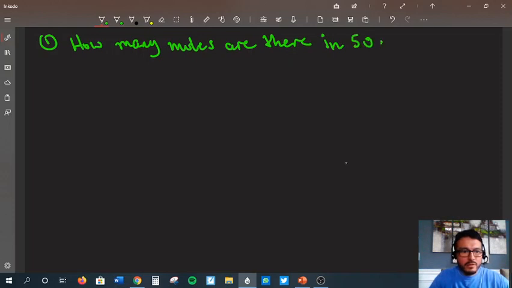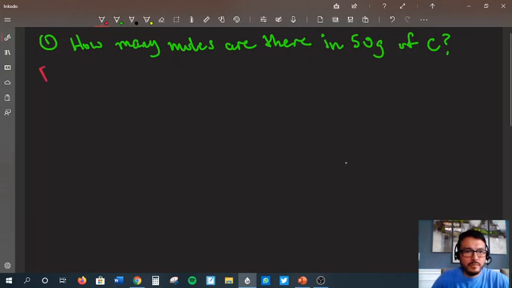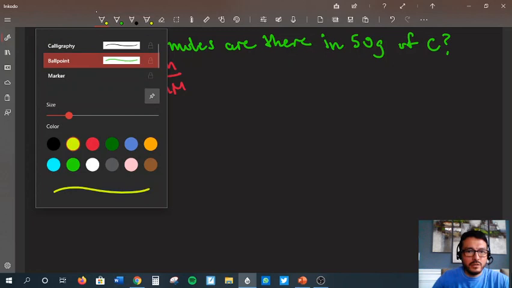How many moles are there in 50 grams of carbon? Okay, this method we're going to use a formula, where moles is equal to mass divided by molar mass. In our next example, we'll use a Factorlabel method. Okay, so back to solving.